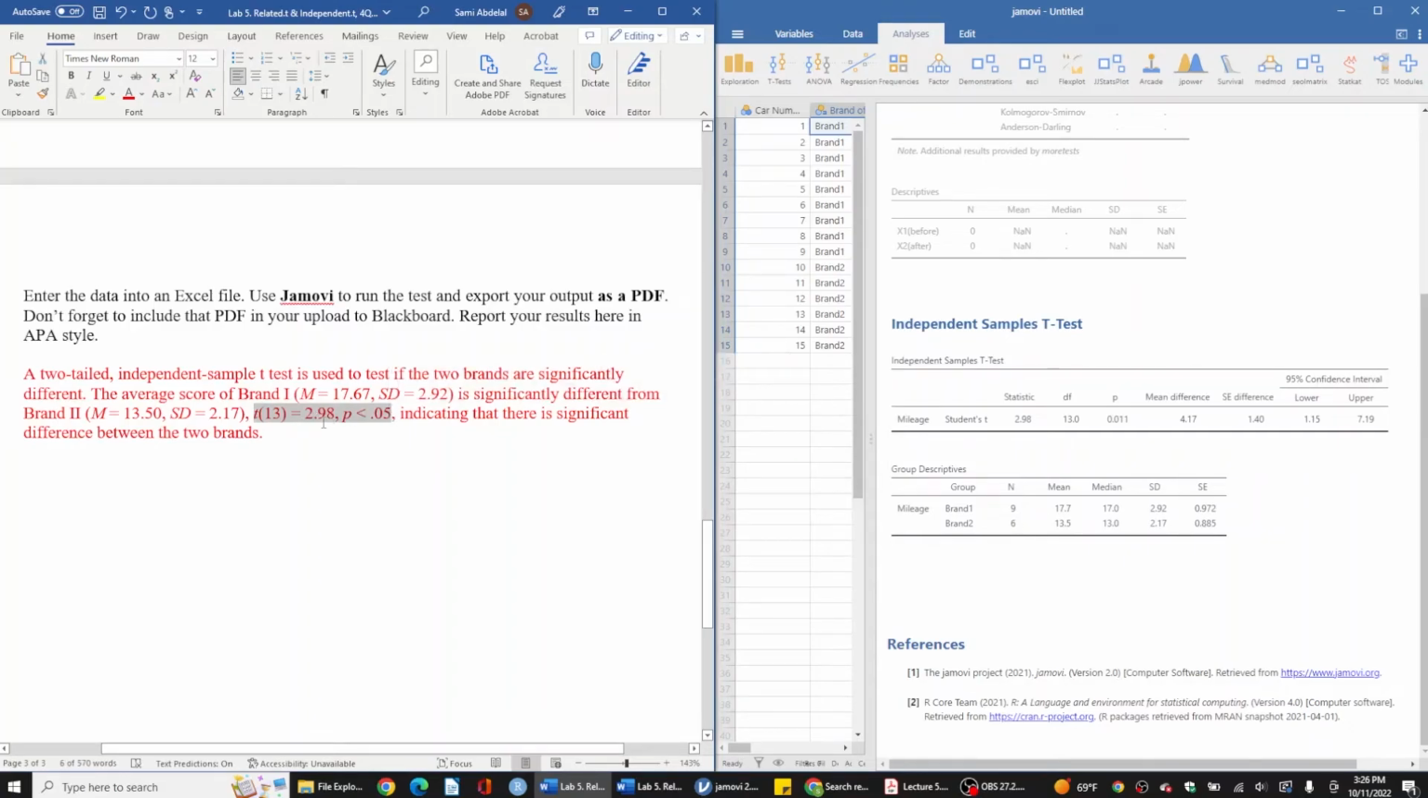So we have to include our t statistics. So t and then 13 degrees of freedom. And then we have our p value is less than 0.05. And that means that there's going to be a significant difference between the two. So that's it. Make sure you have this formula here down for your APA style answer.